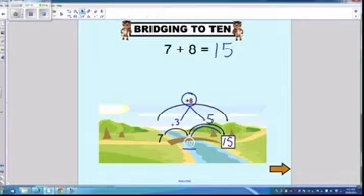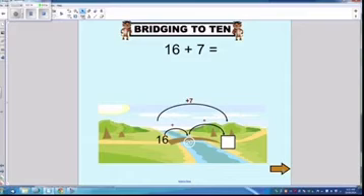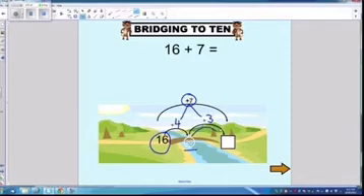Let's look at another example using some larger numbers. Okay, 16 plus 7. So at one end of the bridge we have our 16. We need to use our knowledge of friends of 10 to get to the next decade. The next decade that is closest to 16 is 20. So 16 plus 4 equals 20. 4 plus what equals 7? 4 plus 3 equals 7. So we're at 20. 20 plus 3 equals 23. So our answer to 16 plus 7 is 23.